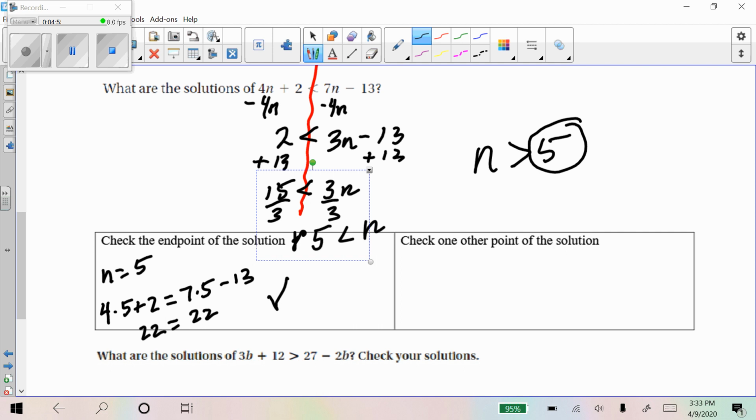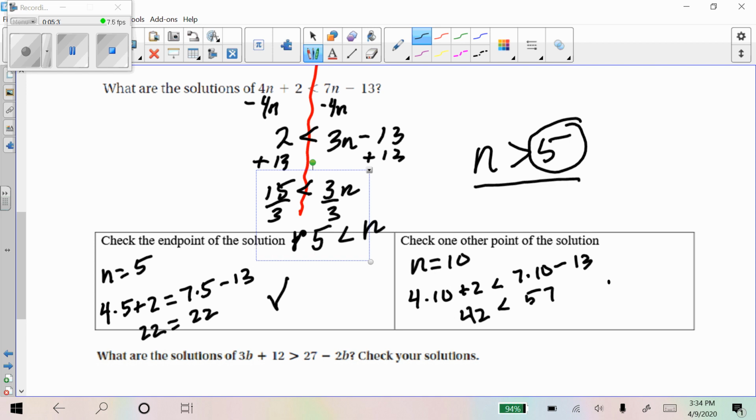So I have to pick some number that's greater than 5. And I want to pick an easy number to use, so I'm going to use 10. That's greater than 5, so the number on the left side should be less than the number on the right. So 4 times 10 plus 2 should be less than 7 times 10 minus 13. And 4 times 10 is 40, plus 2 is 42. Hopefully that's less than 70 minus 13, which is 57. So that is definitely true.